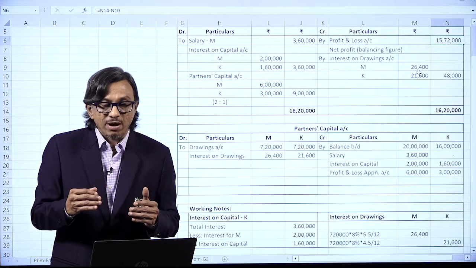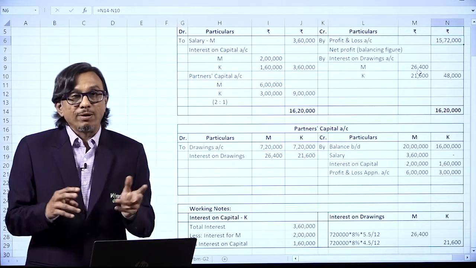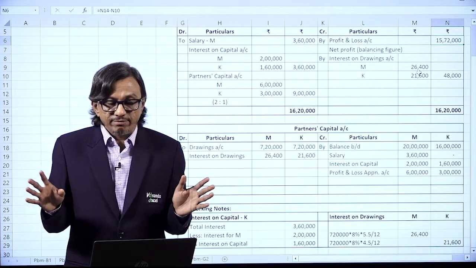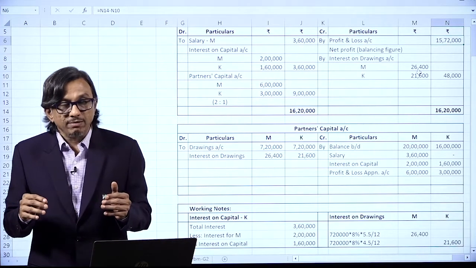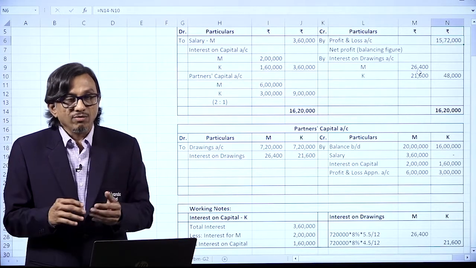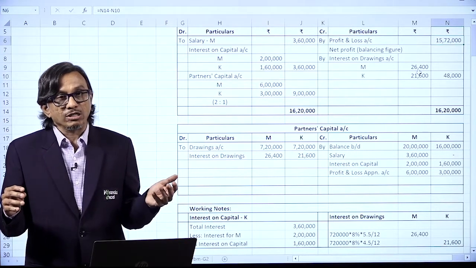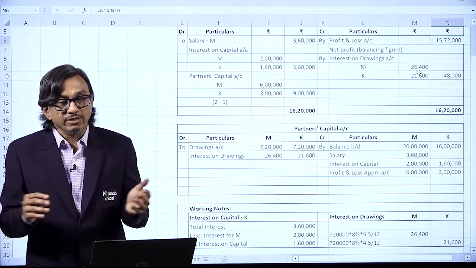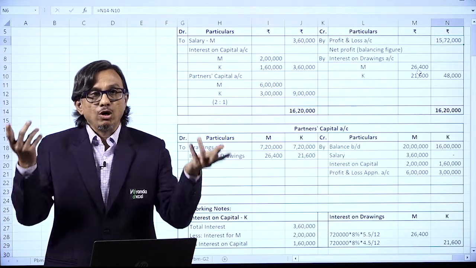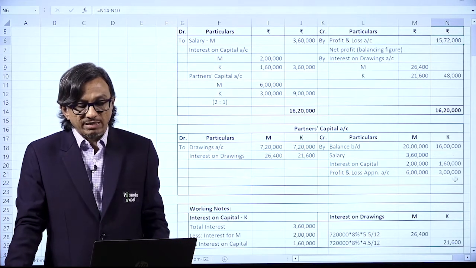Similarly, when you come to the partners' capital account, opening balance was not there, we found it out. Salary was given, we recorded. We found interest on capital. We found what is a drawing, we determined the interest on drawing, we calculated the profit and loss appropriation due to the partners, all that is recorded. So, what is now pending? We have to find the closing balance of the partners' capital account.